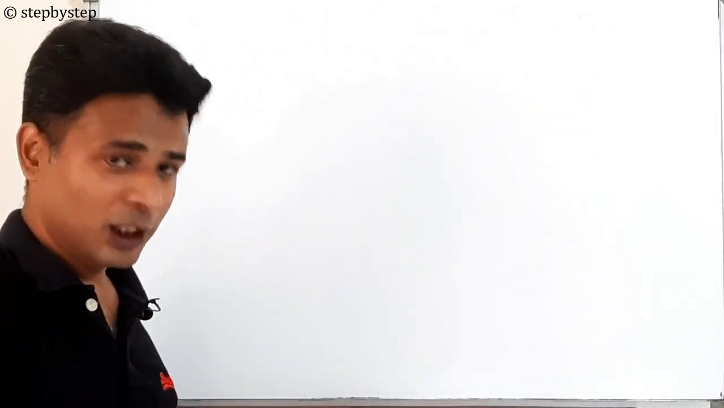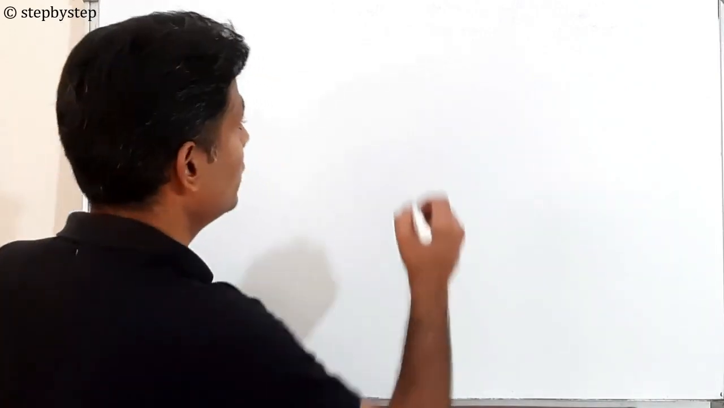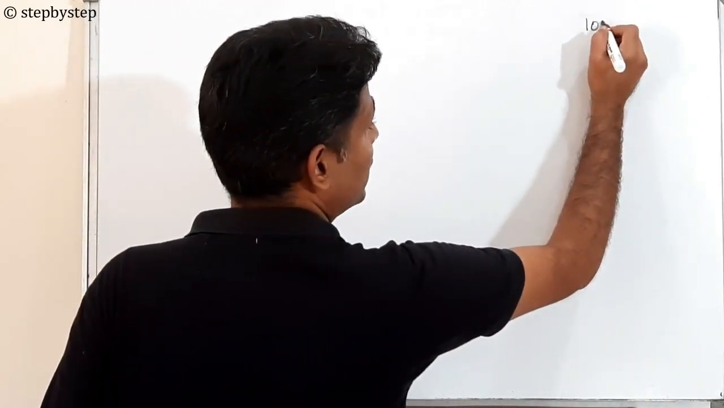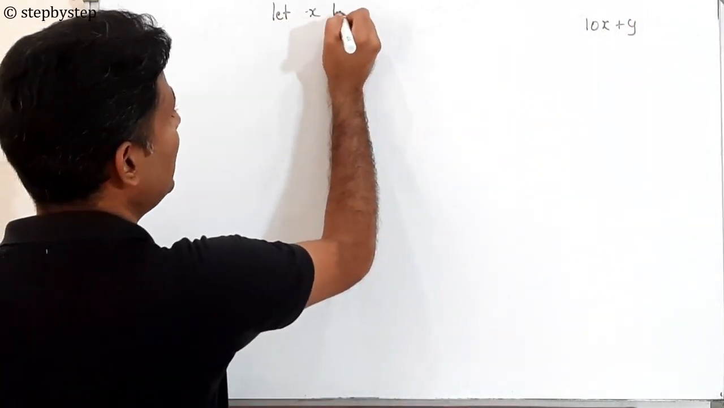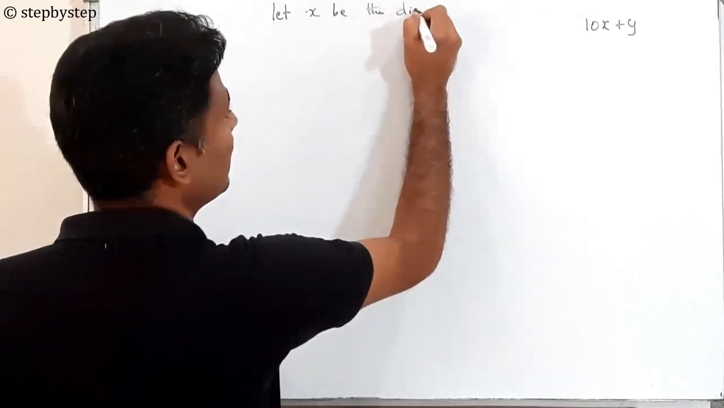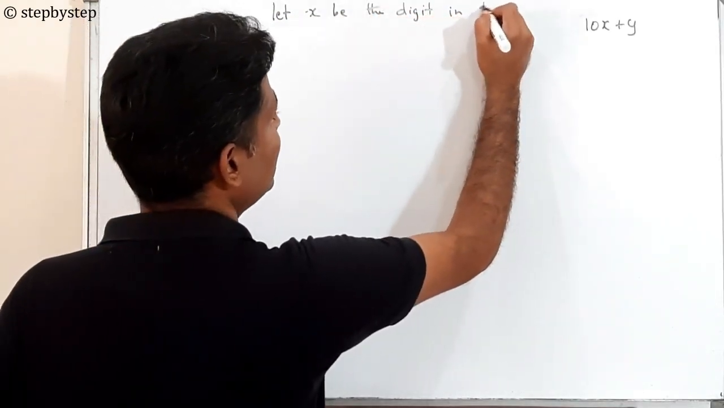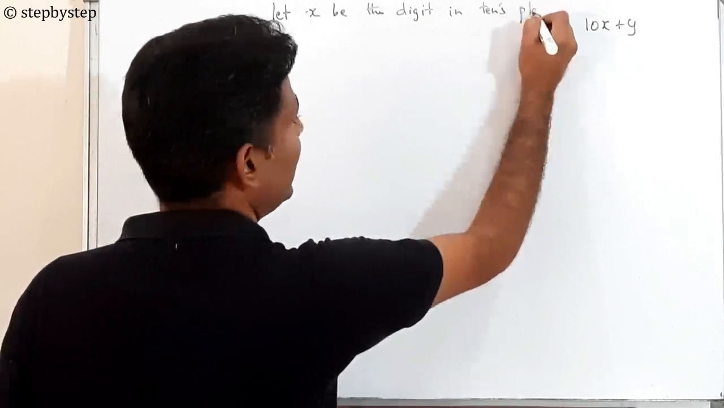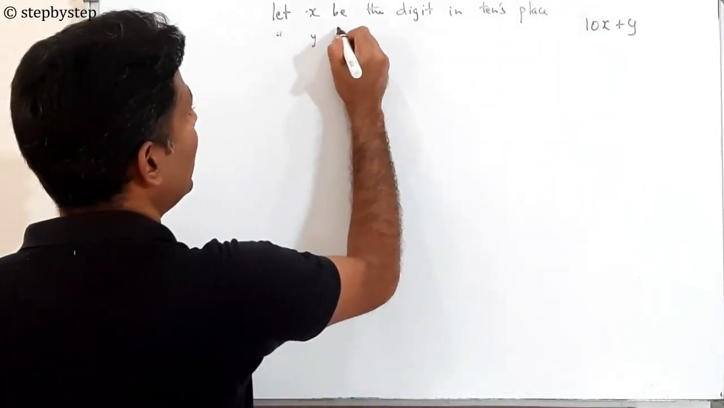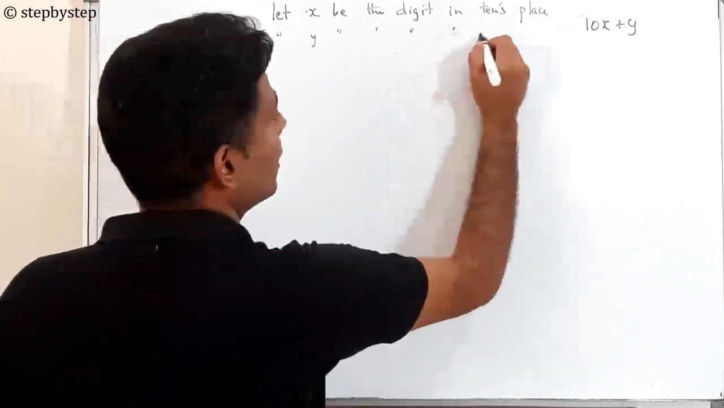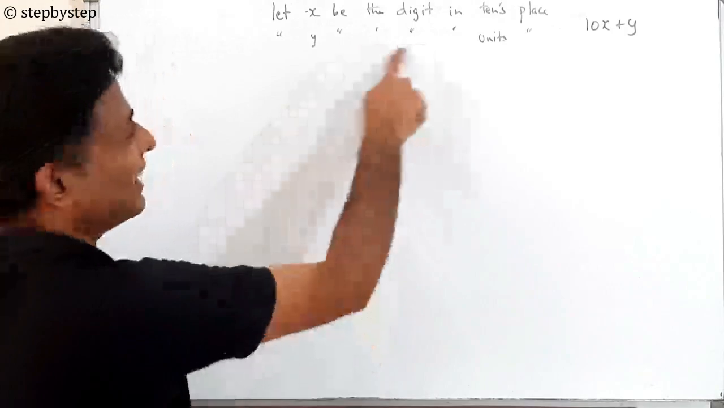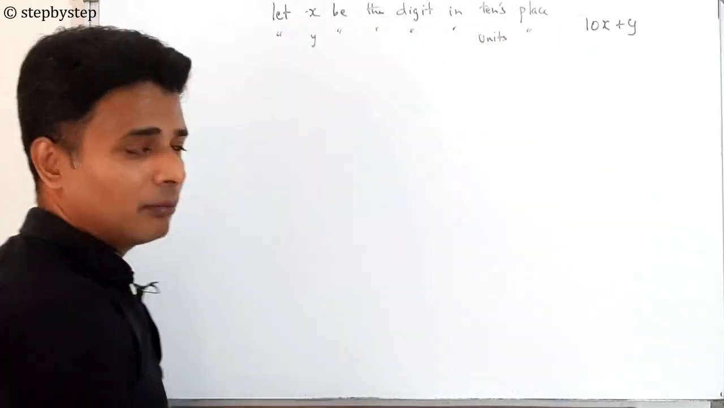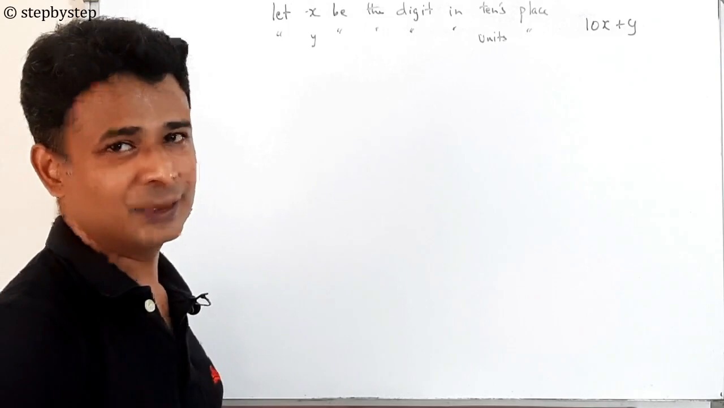Alright, now the third question, word problems. 7 times a 2-digit number. It's a 2-digit number problem. So what do we have? What is the general form of 2-digit number? 10x plus y. So we start with, let x be the digit in tens place, right? And let y be the digit in units place. Alright? Guys, don't do this in exam. I am doing it, but in exam, write the entire sentence. It's better and safer.